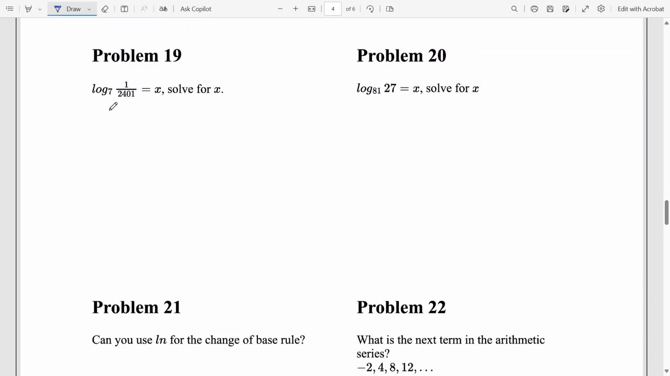Okay, problem 19. Log base 7 of 1 over 2,401 equals x. Solve for x. So first off, I'm going to think about how many 7s I have to multiply together to get 2,401. So if I do 7 times 7, that's 49. Times 7 again, that's going to be 343. Okay, and let's do 343 times 7.